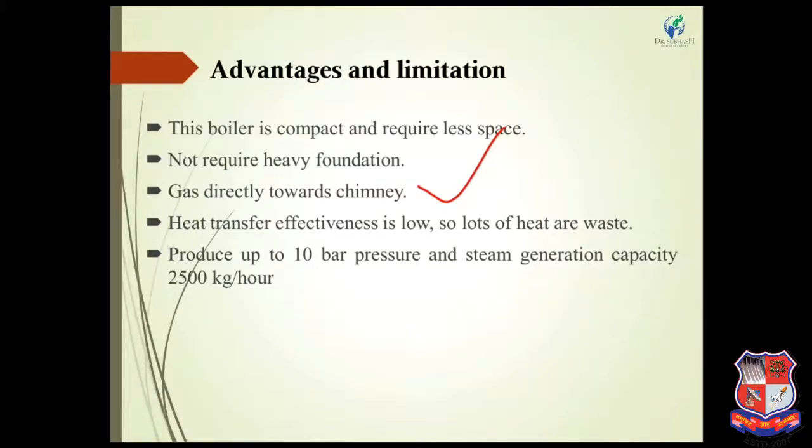Heat transfer effectiveness is low, so lots of heat is wasted in this vertical boiler. The number of crossing tubes is small: 2, 3 or a maximum of 5 tubes are crossing. The heating surface area and heat transfer area are very low. So lots of heat is wasted in a simple vertical boiler.